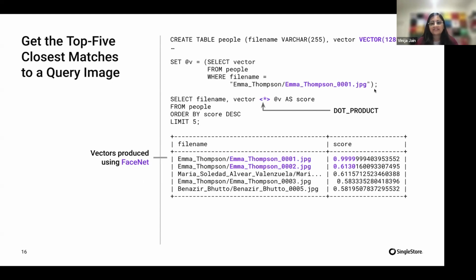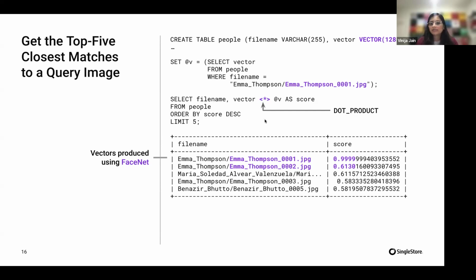So this is what we have set, right? That's what we set in our variable name right here. Now what we want to do is select the file name and the vector type, which we've set here, v, as score. This is the dot product, specifically used as the similarity match. You can choose to use different similarity matching metrics here, but here we specifically use the dot product.